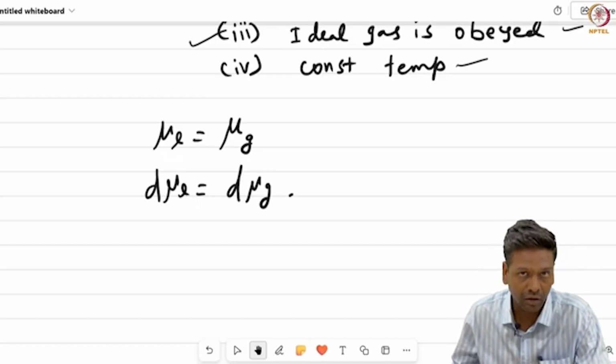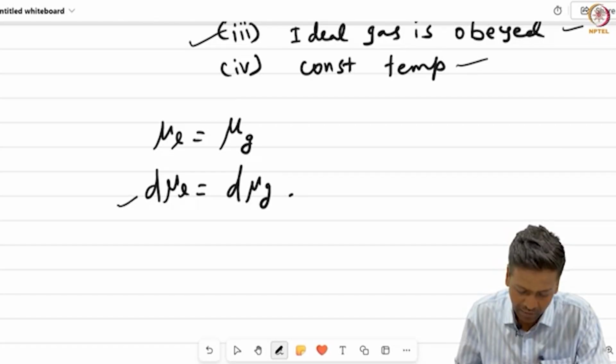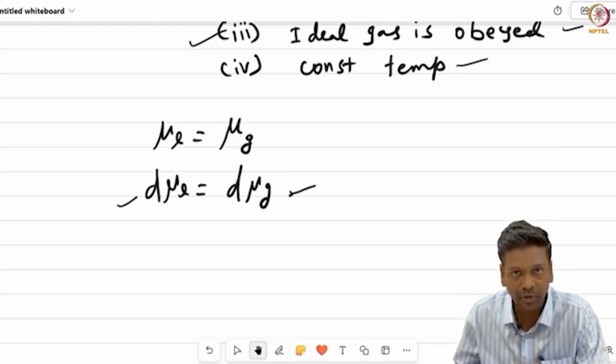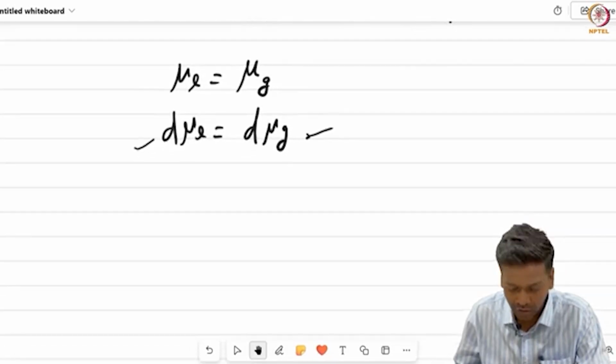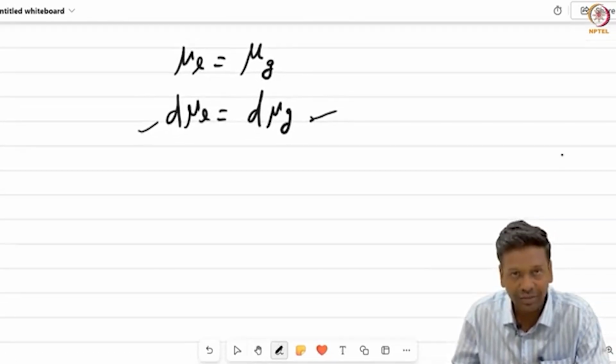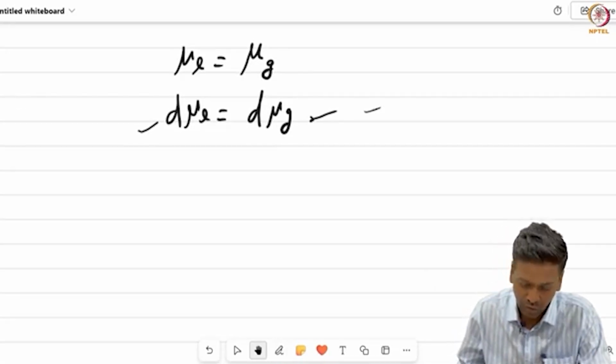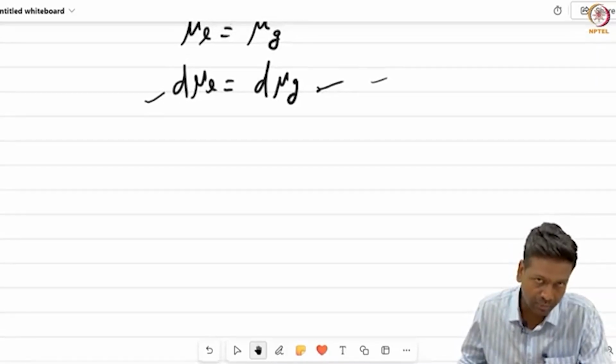So as we know, phase equilibria or phase transitions, whenever we talk about them, are equilibrium processes. At equilibrium, the change in chemical potential on the liquid side and the change in chemical potential on the gas side both have to be equal. This is the essential criterion of equilibrium. This we pretty much know. So this is going to be our starting point.